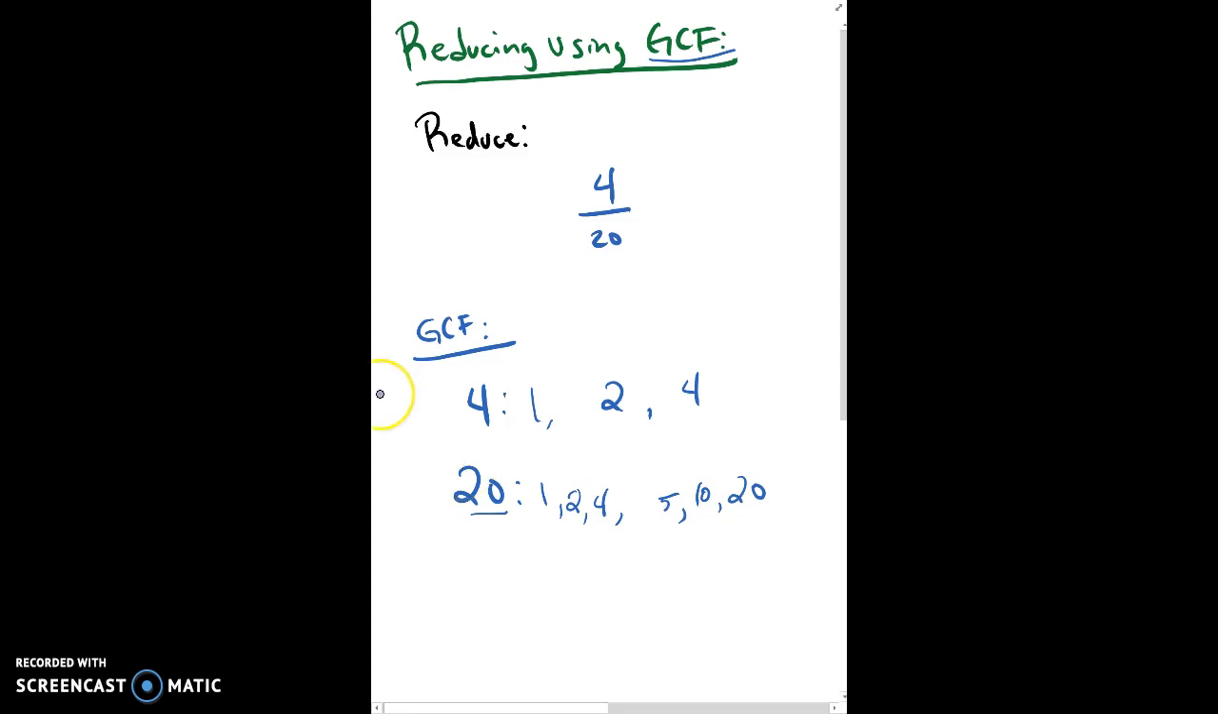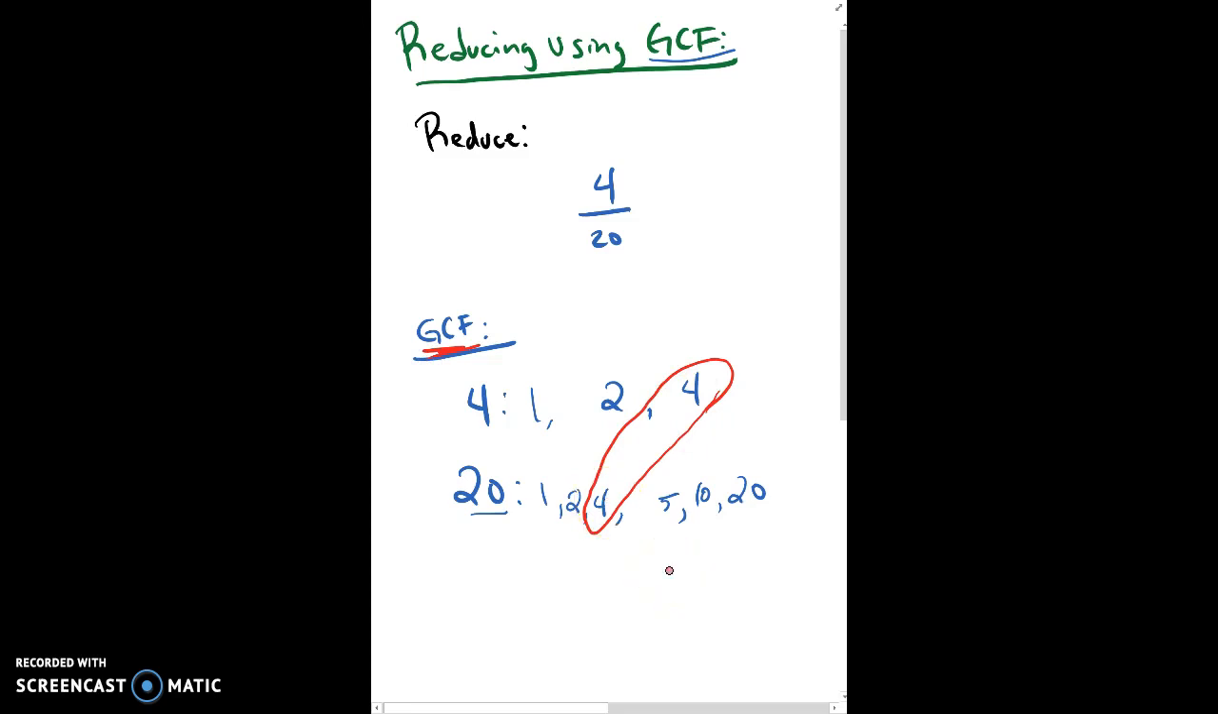Okay, so what the GCF asks for is to identify the greatest factor among these two numbers that can divide these two numbers evenly, or rather, without remainder. So we find that the greatest common factor of these two is 4.